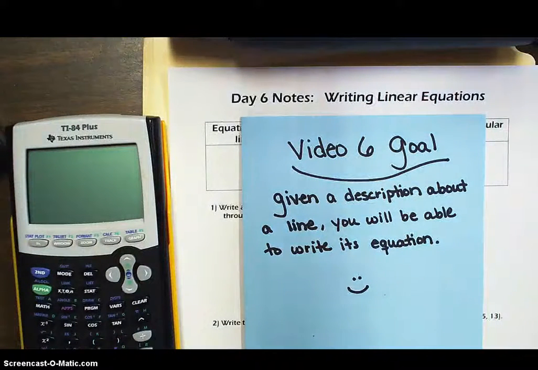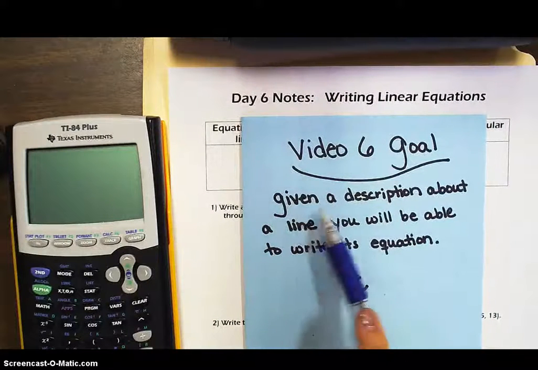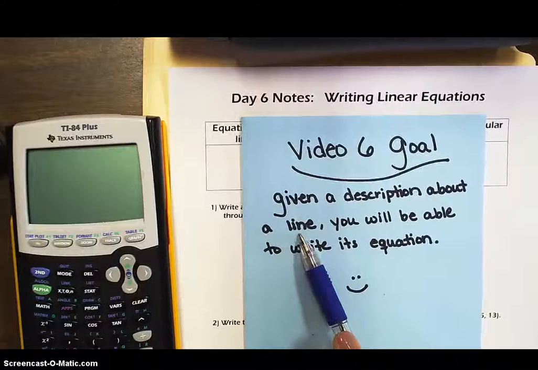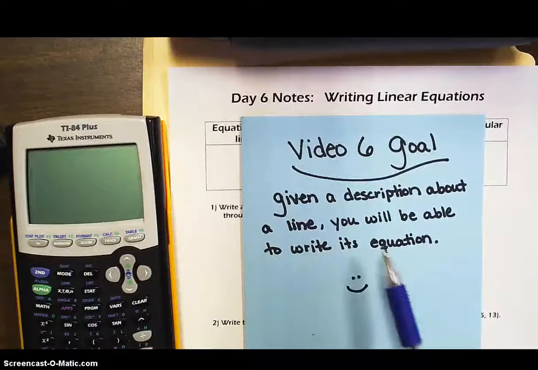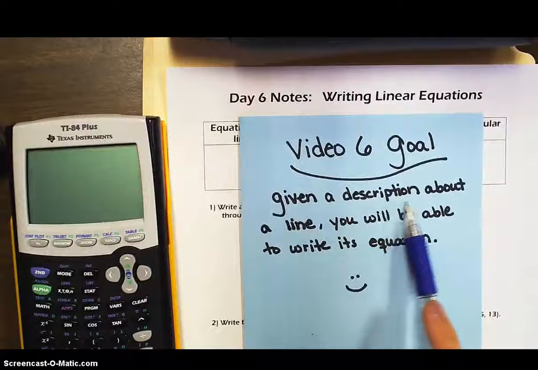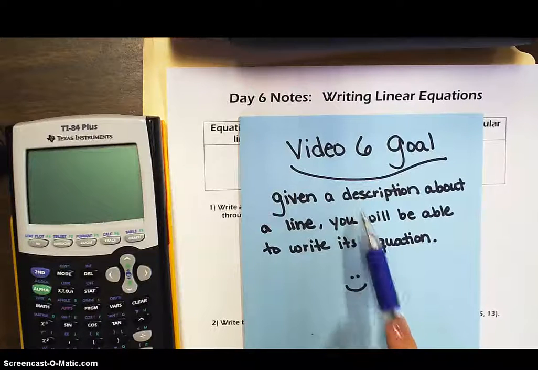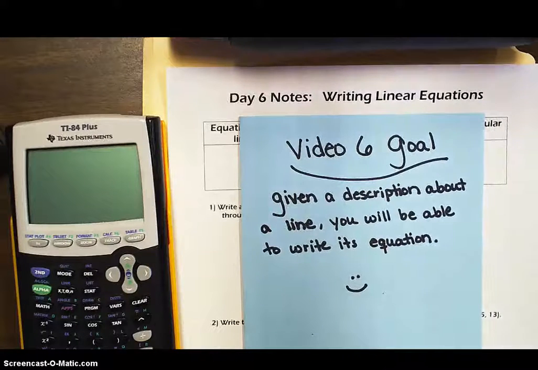Today we're going to be working with video 6, all about writing the equations of our lines. Our goal for today: given a description about a line, you will be able to write its equation. This description is going to be very vague, so we're going to have to read very carefully in order to write its equation.